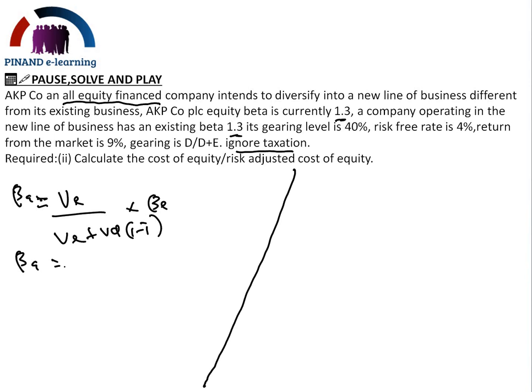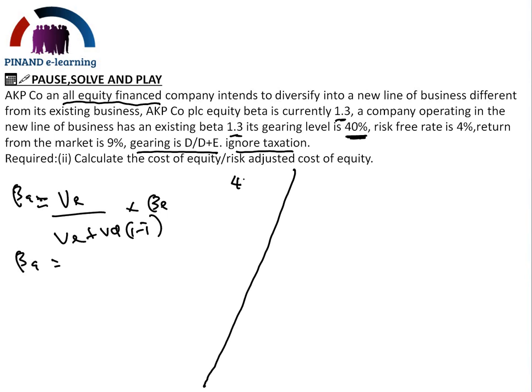Now the VE, remember, we're using the capital structure of the new line of business we're diversifying into. And the gearing level for this new business is 40%. But one thing strikes out differently here. The gearing level is debt over debt plus equity. It is not like the first one we did that was just debt over equity. This one is debt over debt plus what? Equity.